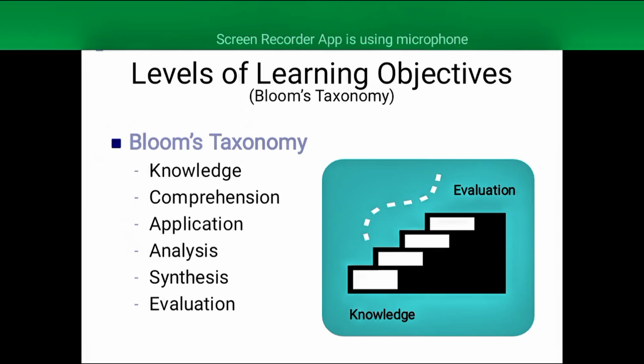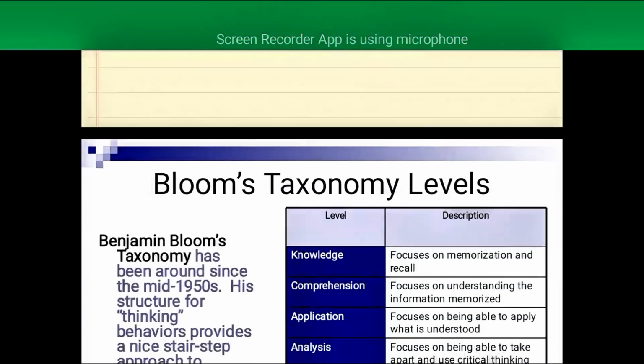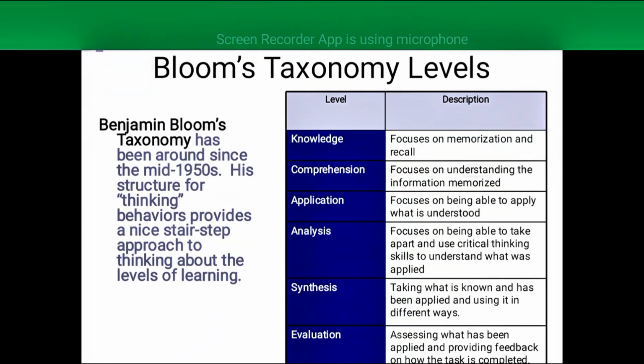Levels of learning objectives: Bloom's taxonomy. Number 1, knowledge. Number 2, comprehension. Number 3, application. Number 4, analysis. Number 5, synthesis. Number 6, evaluation. These are the six levels of Bloom's taxonomy.